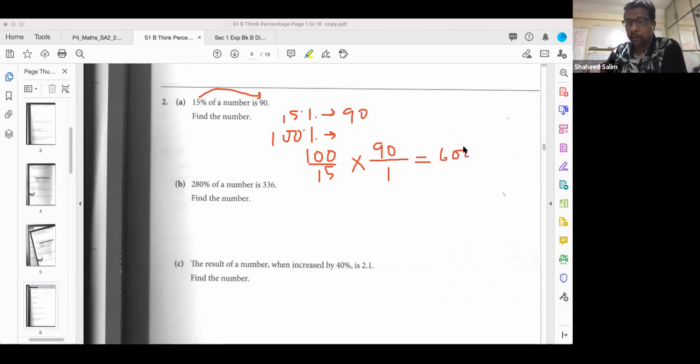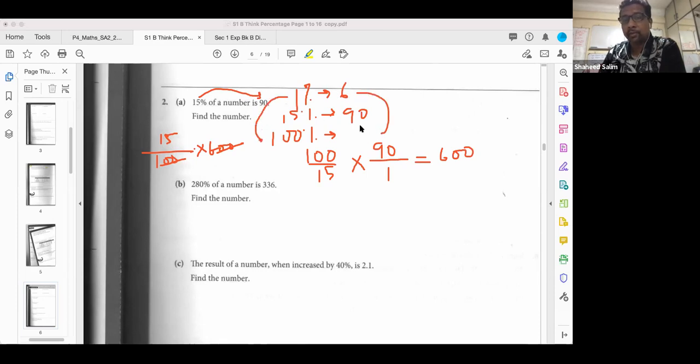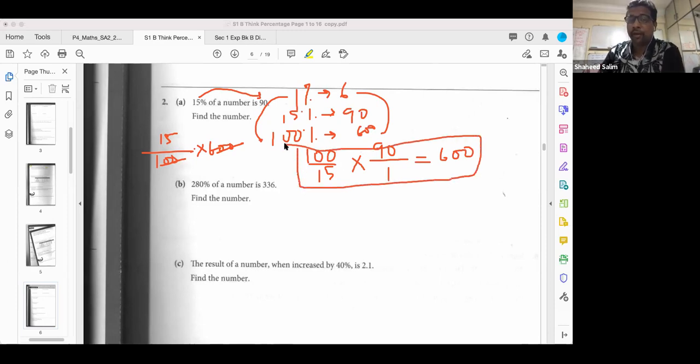If you don't believe it, take 15% of 600, because they say 15% of the number is 90. 15% of 600, you will get 90. Cancel 2 zeros, cancel 2 zeros. 15 times 6 gets 90. So down here, you find 1%. 90 divided by 15, you get 6. Then from here, you want to go to 100, so times by 100, you get 600. But as I said, if you've mastered the formula, this is very fast.